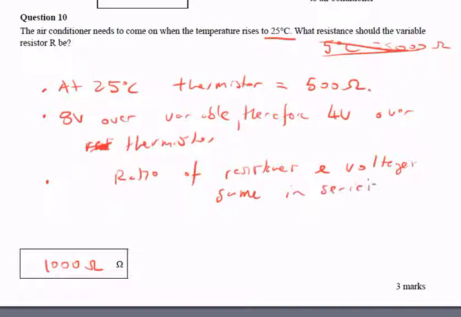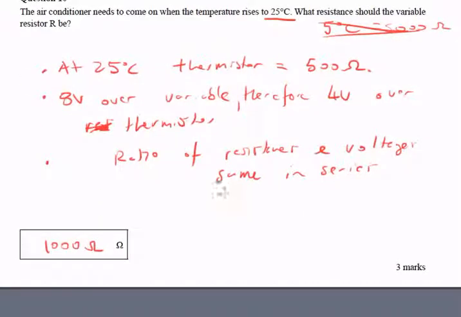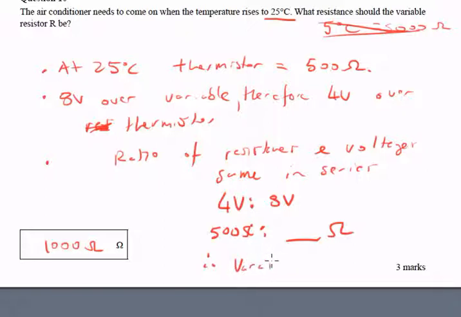Series. That's what I was talking about when I was saying 4 to 8 is the same as 500 to 1,000. So we say 4 volts to 8 volts is 500 ohms to something ohms. Therefore, variable resistor equals 1,000.